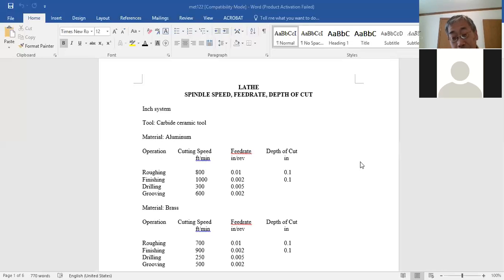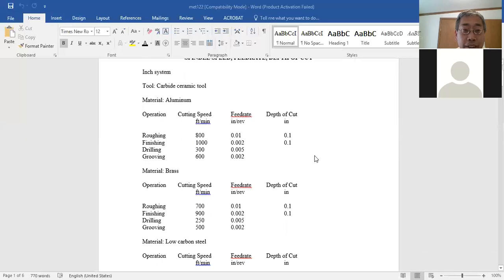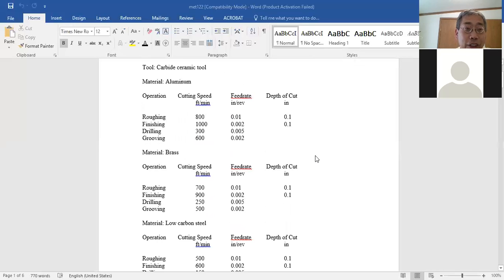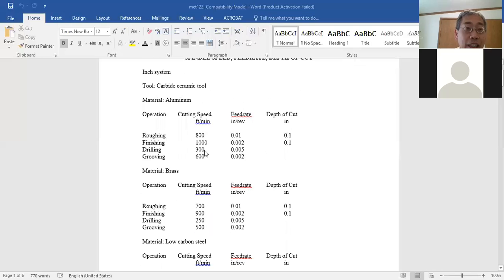Now I will send an email with an attachment of this file here. Normally this information is from the tool manufacturer. If you buy a tool, they'll give you this information. For example, if you're cutting, they'll give you the cutting speed.